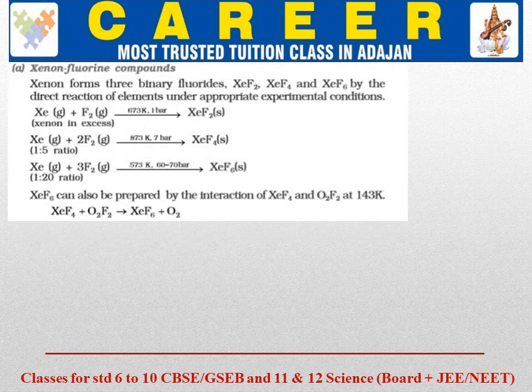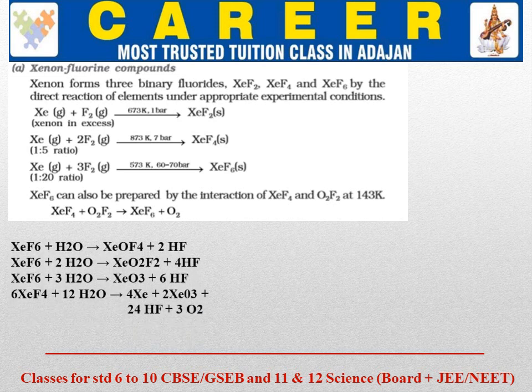From xenon fluoride compounds, definitely one MCQ comes. So you all have to do this well. Xenon reacts with fluorine at 673 Kelvin to form XeF2. With 2 moles of fluorine it gives XeF4 at 873 Kelvin. Xenon reacts with 3 moles of fluorine in 1:20 ratio, at 573 Kelvin and 60-70 bar pressure, to give XeF6. Xenon fluoride plus O2F2 gives XeF6 plus O2.